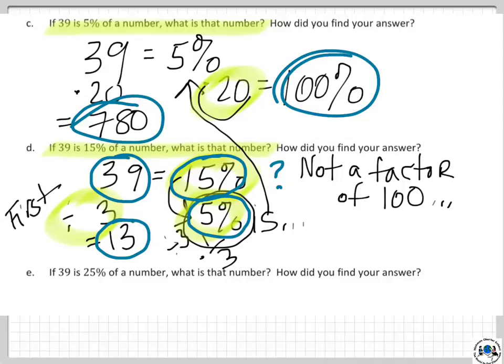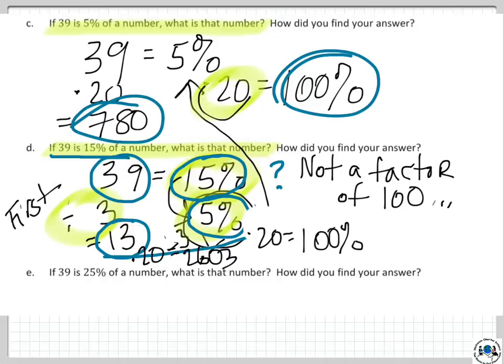So we've kind of changed it. We've changed this problem from if 39 is 15% of a number to if 13 is 5% of a number, okay? We've changed it a little bit, but it's exactly the same value. It's not going to affect anything at all, because just like we did in the lesson prior, we're going to multiply both sides by 20, okay? Because 20 times 5% is 100%, and then 13 times 20 is 260. And I know it's kind of messy over there, but there it is, 260, okay?